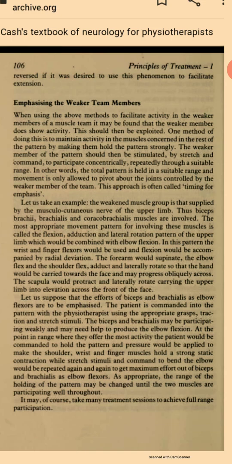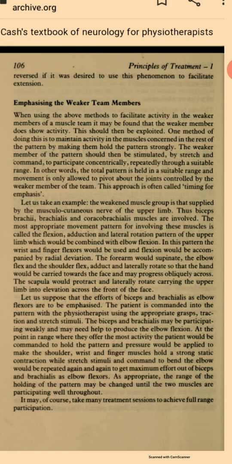Emphasizing the weaker team members. When using the above methods to facilitate activity in the weaker members of a muscle team, if it may be found that the weaker member does show activity, this should then be exploited. One method of doing this is to maintain activity in the muscles concerned in the rest of the pattern by making them hold the pattern strongly. The weaker member of the pattern should then be stimulated by stretch and command to participate concentrically repeatedly through a suitable range. In other words, the total pattern is held in a suitable range and movement is only allowed to pivot about the joints controlled by the weaker member of the team. This approach is often called timing for emphasis.